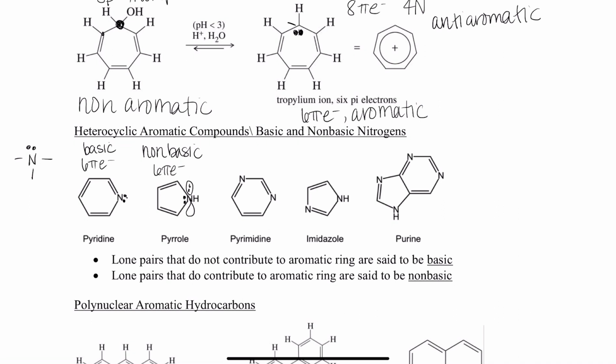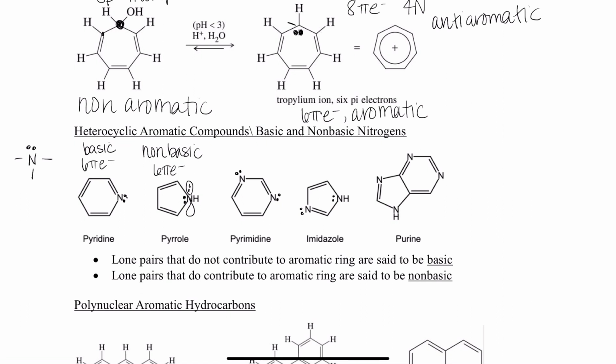Another way to determine between basic and non-basic nitrogens is anytime we have carbon double bond nitrogen, that's going to be basic. So right here in pyrimidine, carbon double bond nitrogen, basic. Carbon double bond nitrogen, basic. We are not participating in the ring. If we look at our imidazole, carbon double bond nitrogen, basic. Here at this nitrogen, we are non-basic. We don't have that carbon double bond nitrogen. Our lone pair will be participating in our ring.